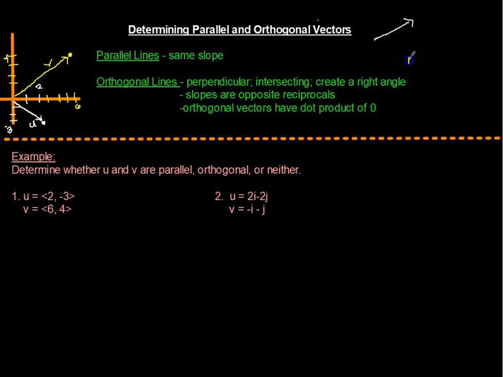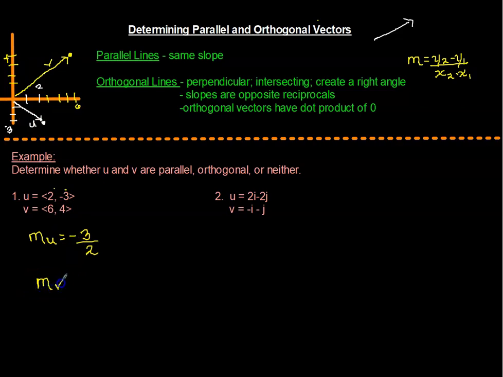Little algebra reminder, the slope formula was y2 minus y1 over x2 minus x1. Now, if you remember to find the component form, you just did the x2 minus x1 and the y2 minus y1. So that's already been done. So you're just going to take the y over the x value. So for the slope of vector u, I'm just going to take the y over the x. So -3 over 2.